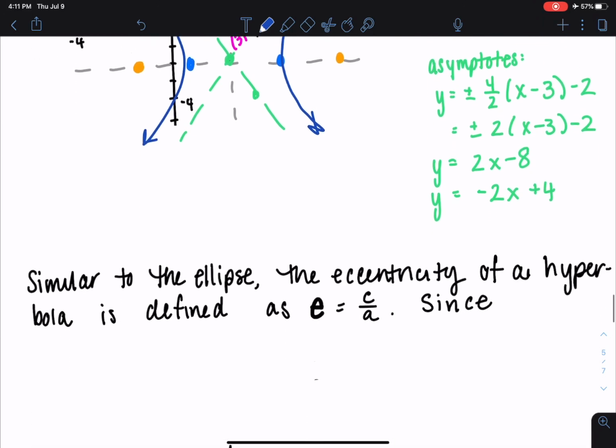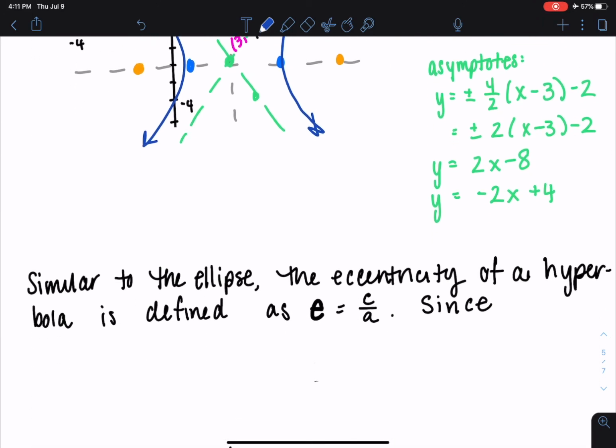So the last thing we're going to do is similar to the ellipse. We talked about the eccentricity, which was that fixed ratio because those values of c and a were constant. Eccentricity of a hyperbola is exactly the same thing. There is a fixed ratio c over a, and that's going to tell us about the properties of this.